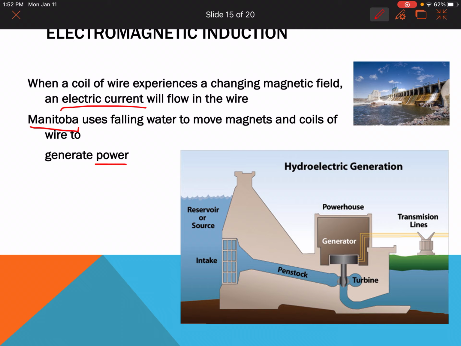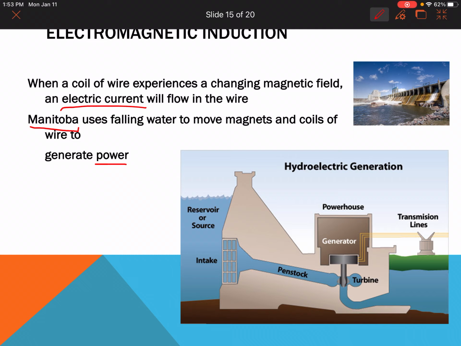Okay, so what happens? You've got a big giant coil. If you have a coil of metal and then you move a magnet inside of that coil, you get an electric current. It's really cool. You can even do it on a very, very small scale. But obviously we do it on a really giant scale.